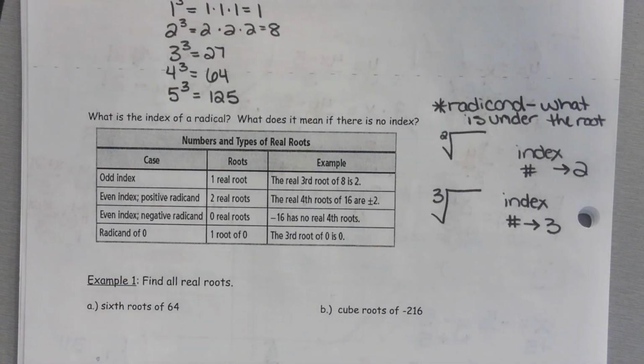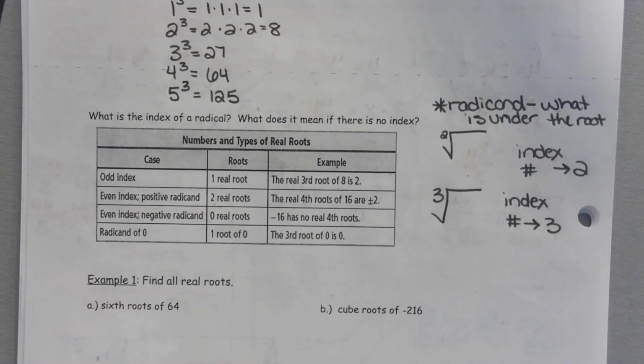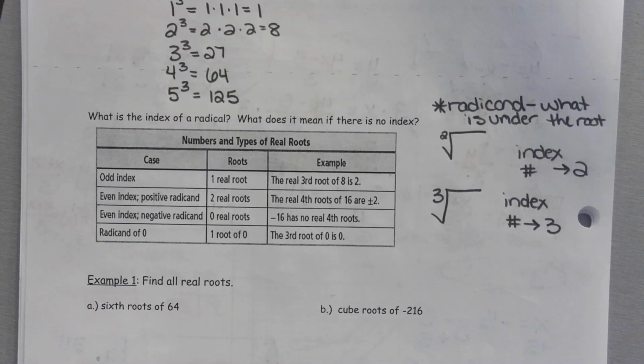And you're going to get one solution. However, if you have an index number that's even, you're taking a square root, a 4th root, a 6th root, an 8th root, it depends on what's under it. If what's under it is positive, you get 2 solutions. If what's under it is negative, then you're going to get no solutions. So it depends on whether or not we have a positive or a negative. If we are taking the root of 0, it's always going to give us 0.